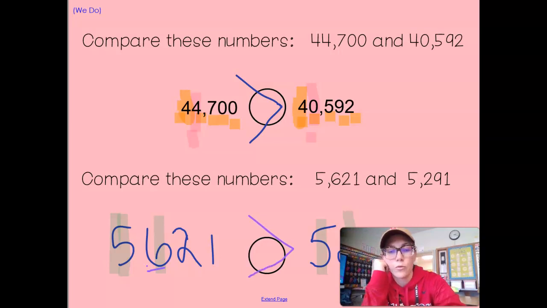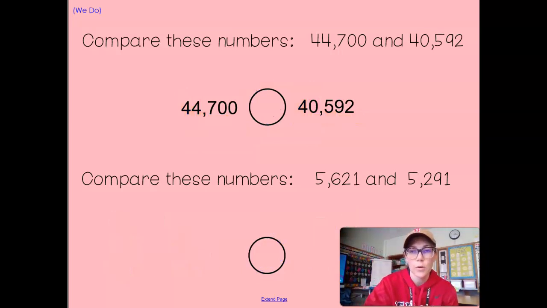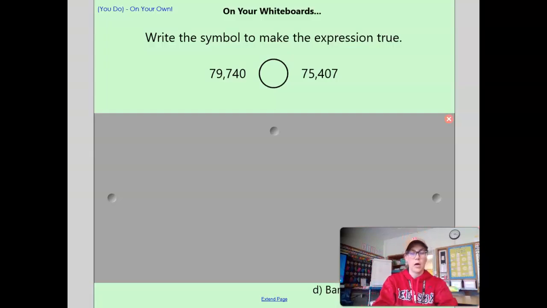5,621 is greater than 5,291. I want you to try these 2 on your own and then check and see if you got them correct. Here you go. Here's the first one. Okay, pause if you need to solve, and then check back and see if you got it correct.